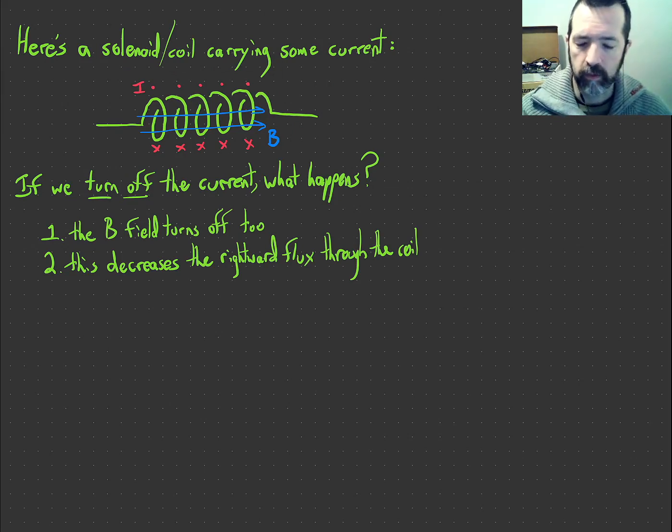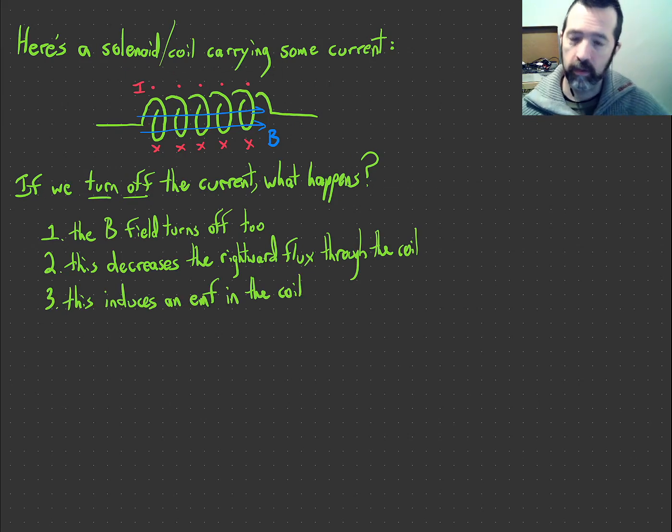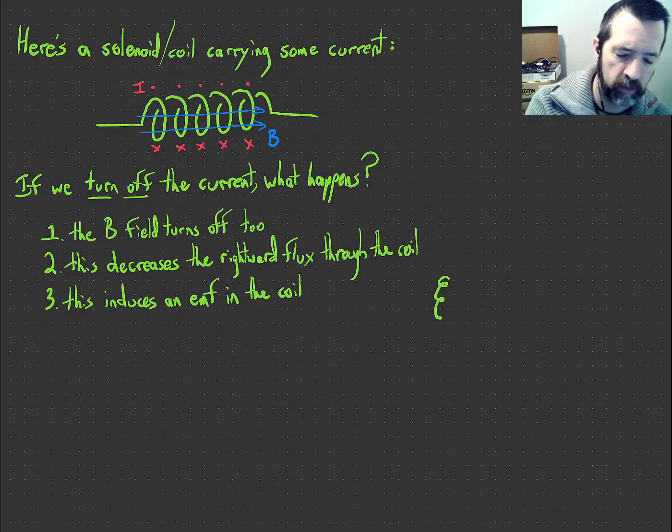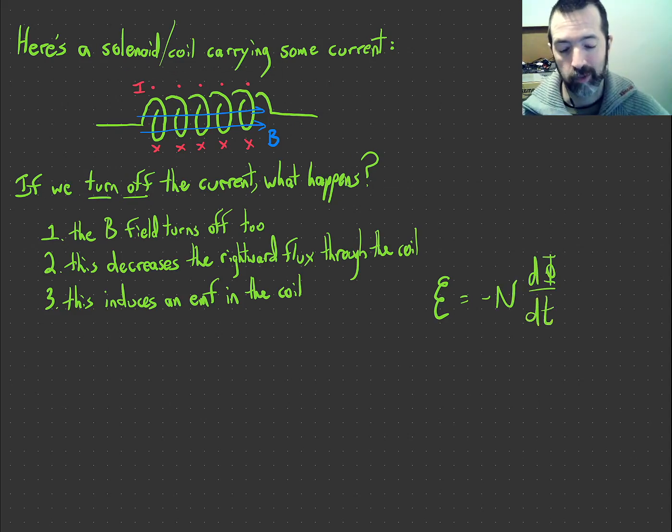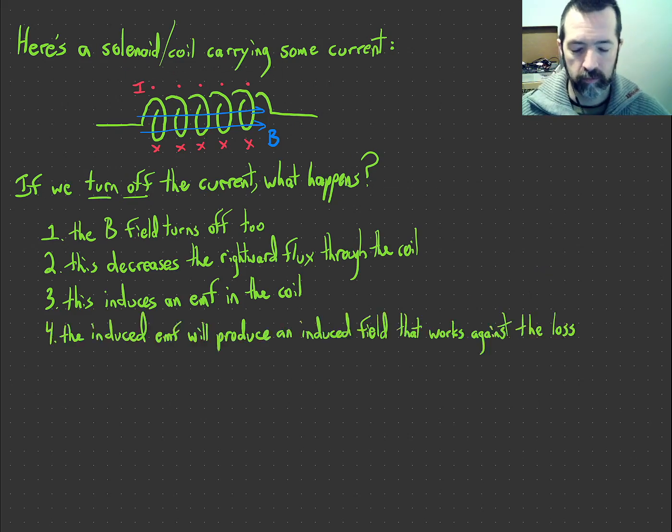So there's going to be an induced EMF within the coil as a result of this change in flux, because the induced EMF through any coil is negative N dΦ/dt. So if I am making all of the flux disappear, there's definitely a dΦ/dt, and that means I'm going to get an EMF. And then I need to think about the direction for that EMF.